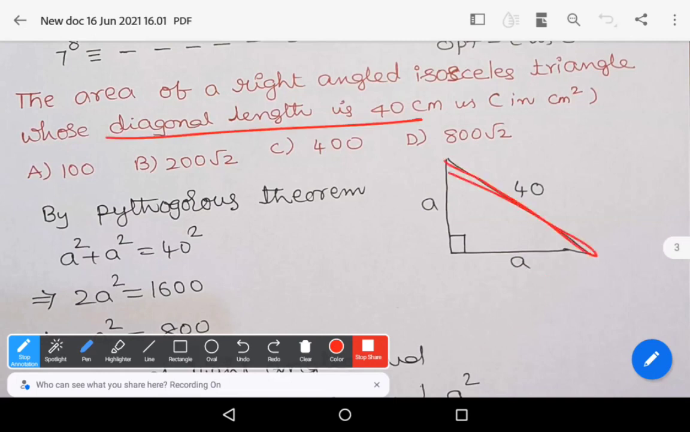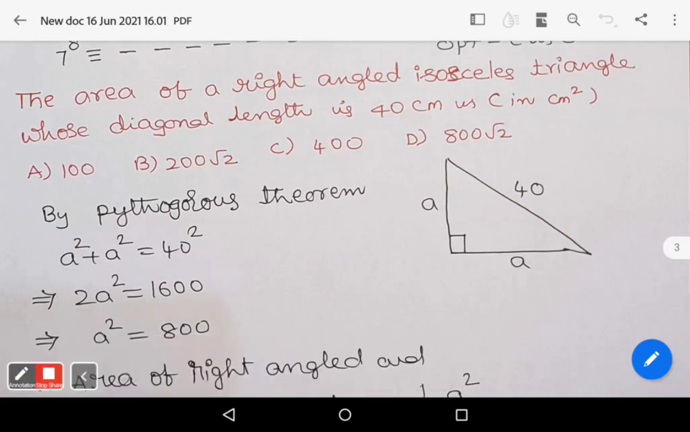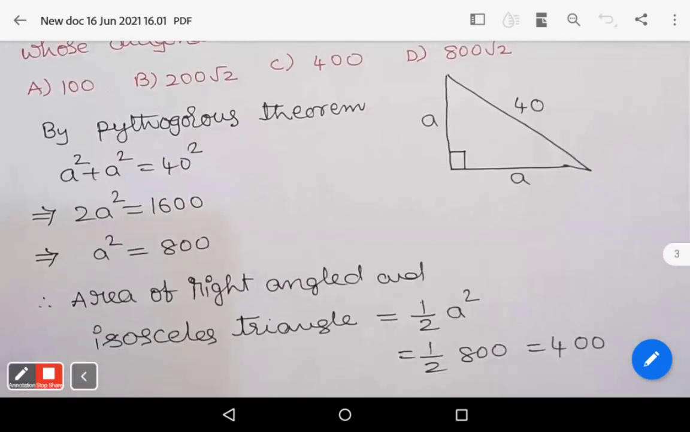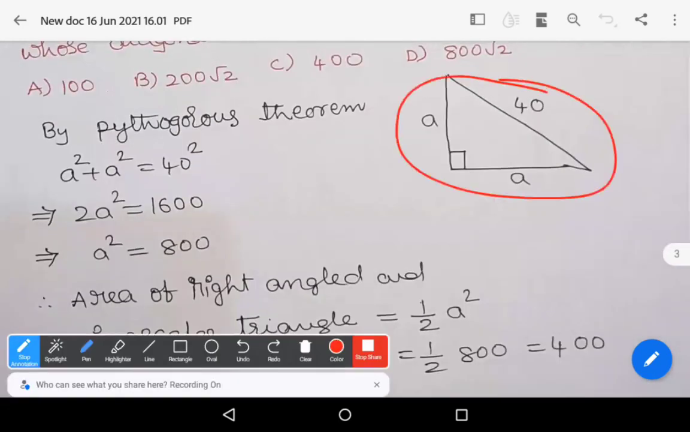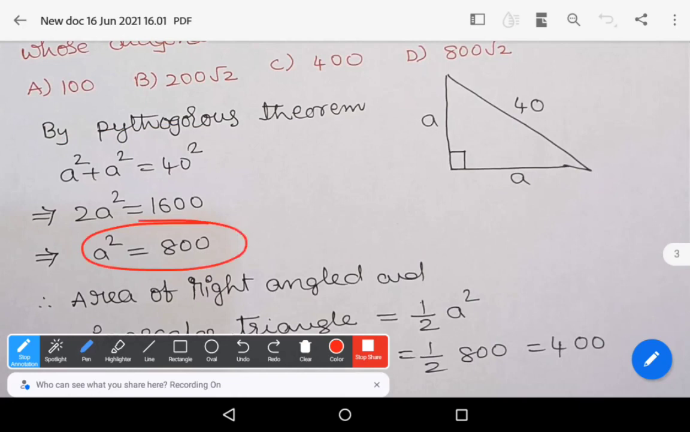Diagonal means hypotenuse. By Pythagoras theorem, we have A square plus A square is equal to 40 square. It means 2A square is equal to 1600. So A square is equal to 800. Very simple calculation. Apply the Pythagoras theorem to this right angled isosceles triangle.